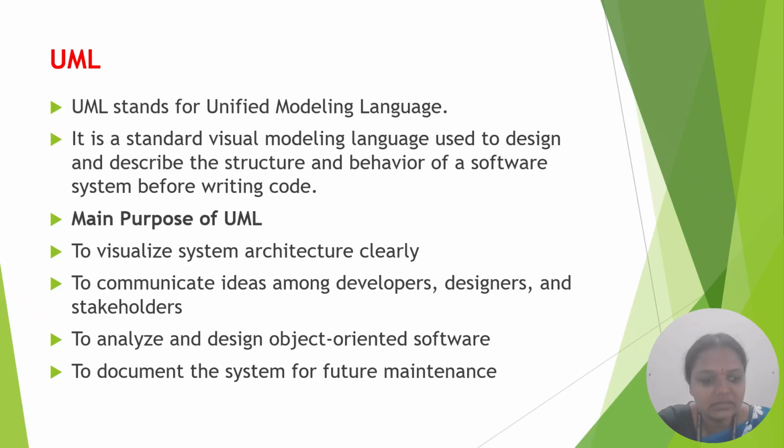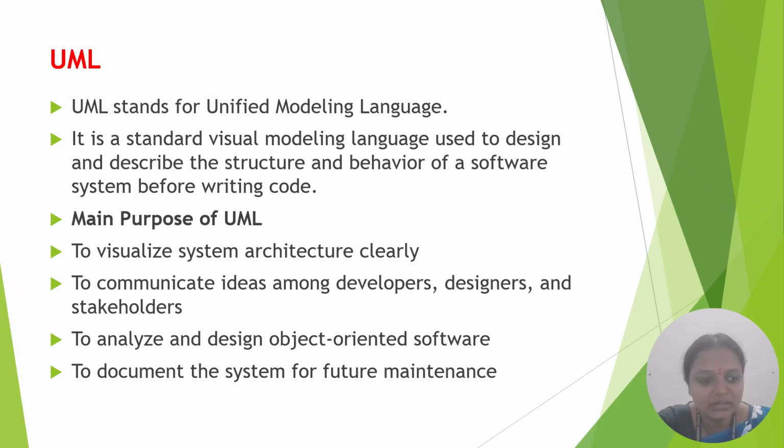The next one is to analyze and design object-oriented software. UML is mainly used for object-oriented analysis and design. It helps to identify the objects, their attributes, methods, and relationships before actual coding begins. This ensures the system design is well structured, reusable, and maintainable.